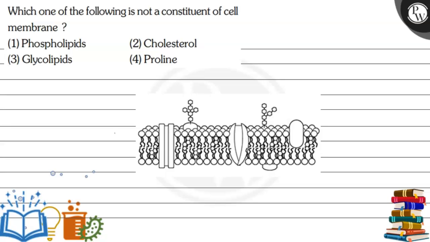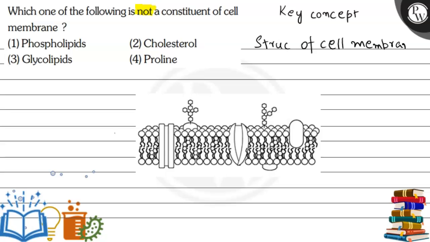So the question says, which one of the following is not a constituent of the cell membrane? So हमें इन चार ऑप्शन में से वो ऑप्शन ढूंढना है जो सेल मेम्ब्रेन का एक पार्ट नहीं है. Now the key concept in this question is to understand the structure of the cell membrane.